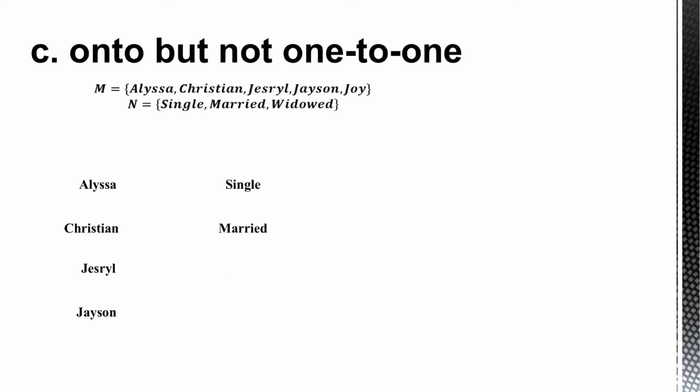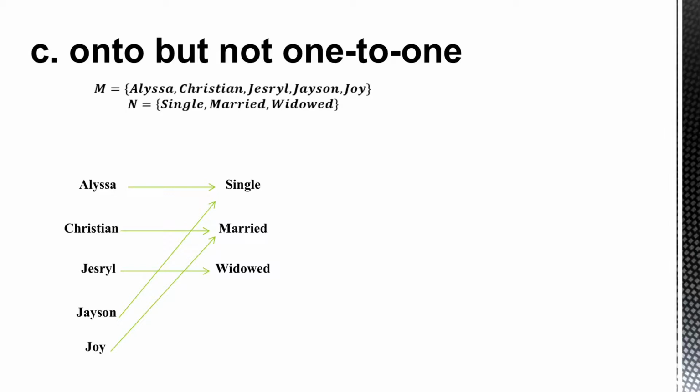Now onto but not one-to-one function. Here we have sets. M is the set of persons, and N is the set of civil status. Here is the set M. We have elements Alyssa, Christian, Jezreel, Jason, and Joy. And for set N, which is the civil status, we have single, married, and widowed.